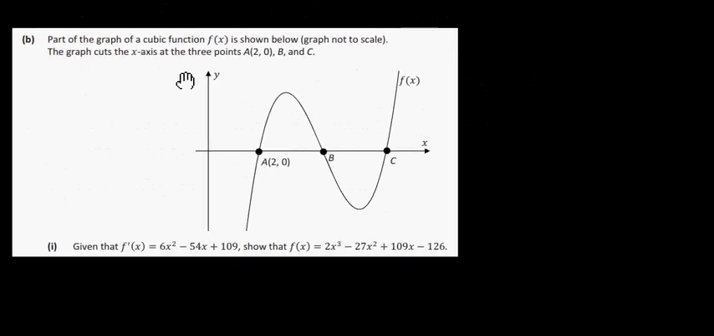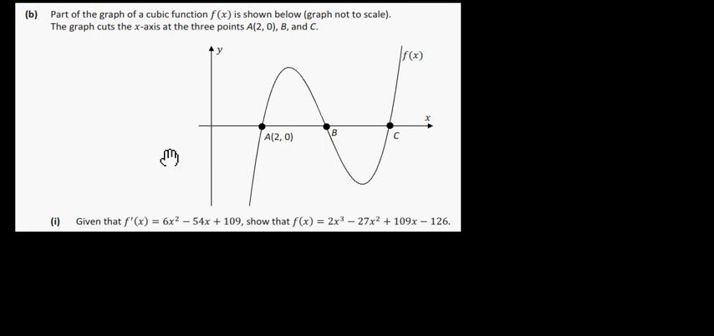So let's have a look at part B then. In part B we have the graph of a cubic function f of x. It's not the same one as in part A, but it's a cubic function. We're given one of the roots, which is (2, 0). We're not given the other two roots, and the graph is not to scale.